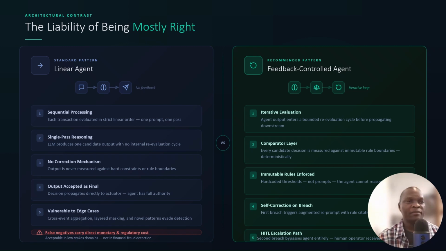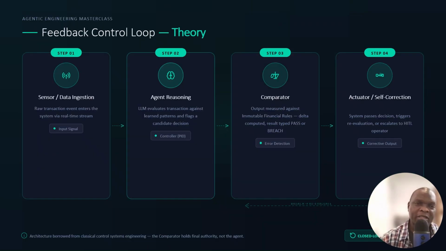Gemini, please chime in. In a financial environment, a simple linear generation model simply lacks the necessary resilience. By implementing a multi-agent orchestration layer, one agent can act as the primary detector while a secondary agent performs a continuous validation check against mutable rules. This ensures every high-stakes decision goes through a mandatory verification pipeline before any action is taken, effectively decoupling analysis from final execution.